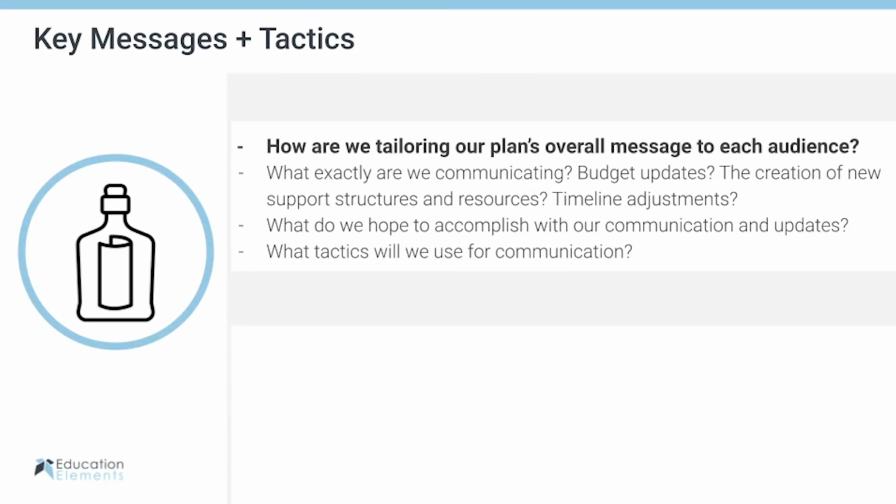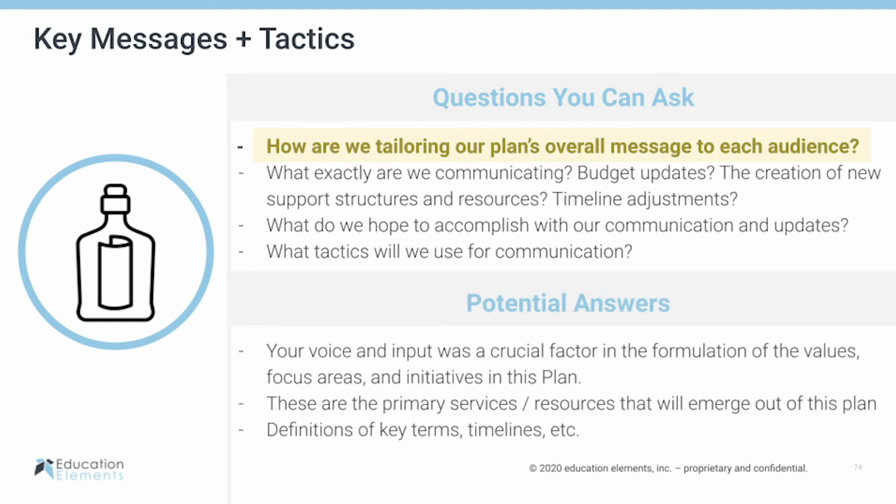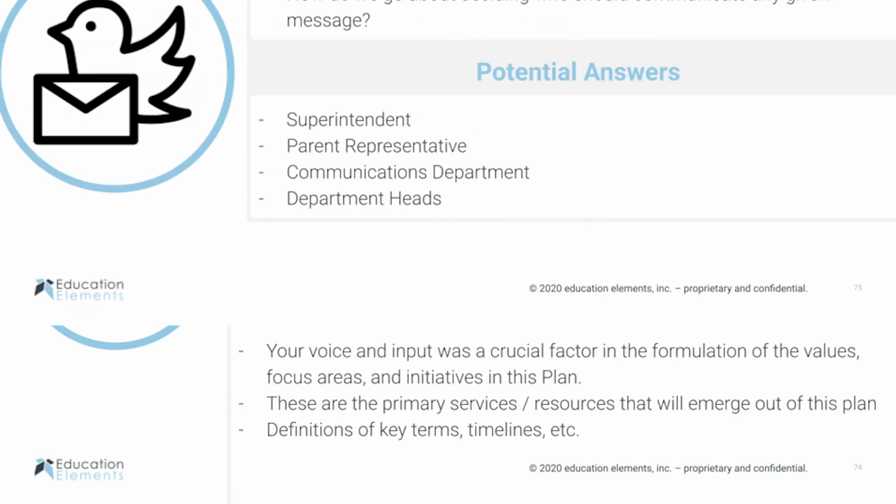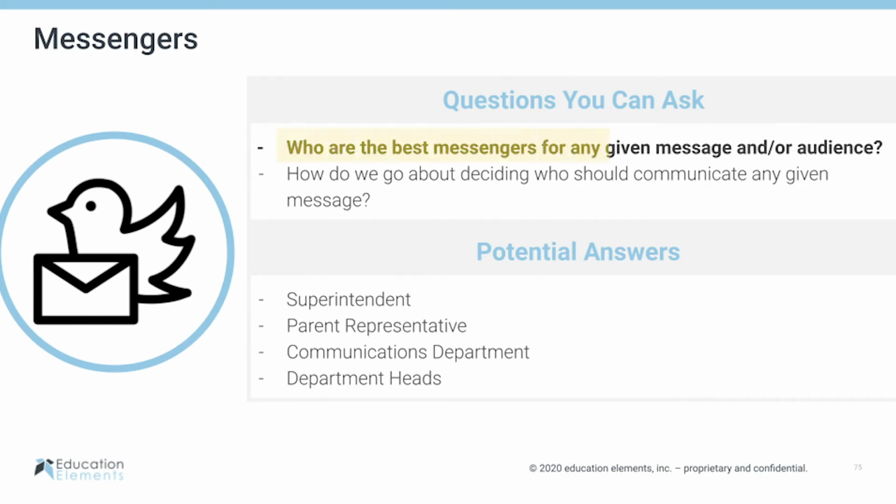For key messages and tactics, your essential question might be, how are we tailoring our plan's overall message to each audience? Are you using social media, email, newsletters, or a website? Where are you storing this information so that it continues to be accessible after you've made contact? For messengers, you're asking who are the best messengers for any given message and/or audience.